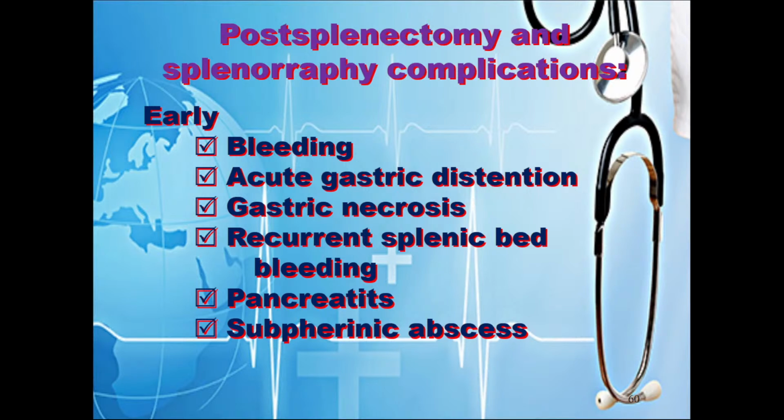Pancreatitis happens due to damage of the pancreatic tail, which is very close to the hilum of the spleen. That's why sparing of this spot is very important, to see the tail and not to touch it using instruments, hands, and so on.